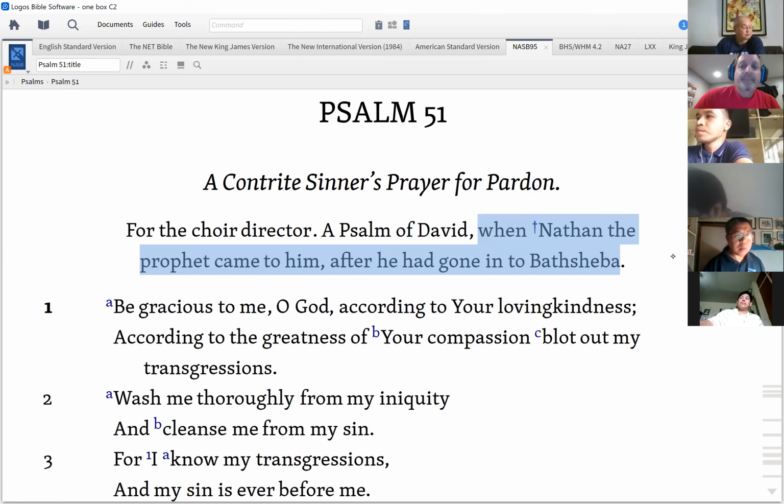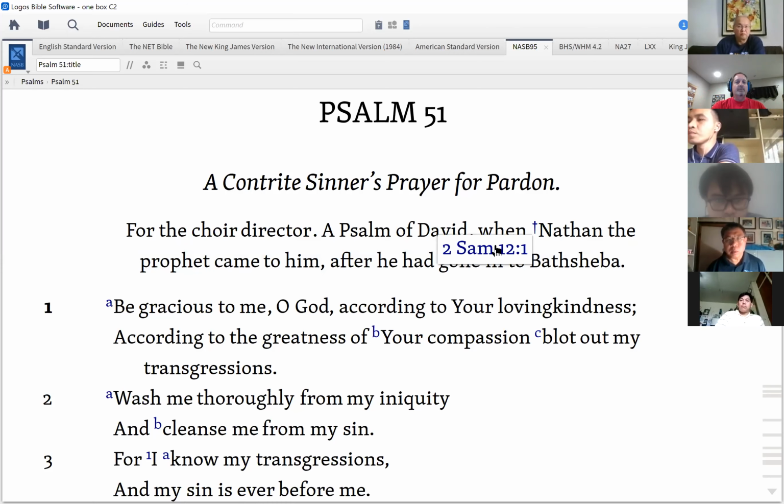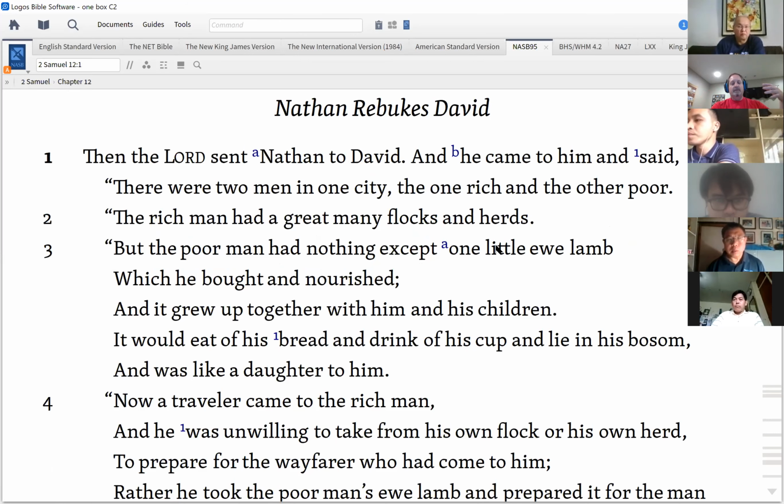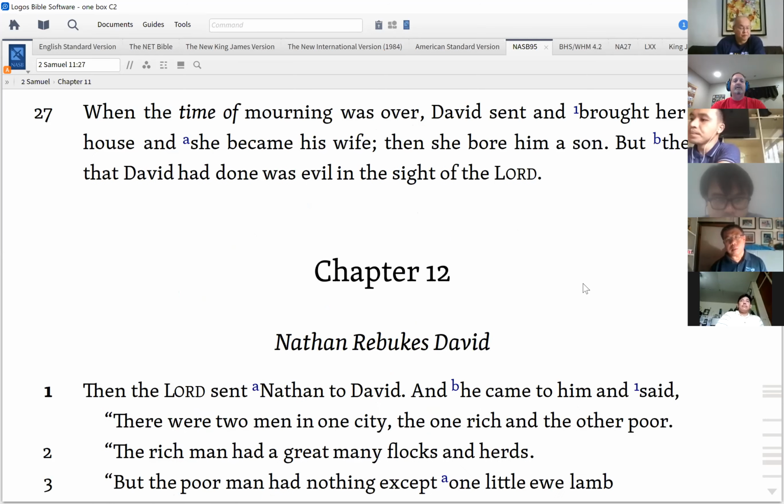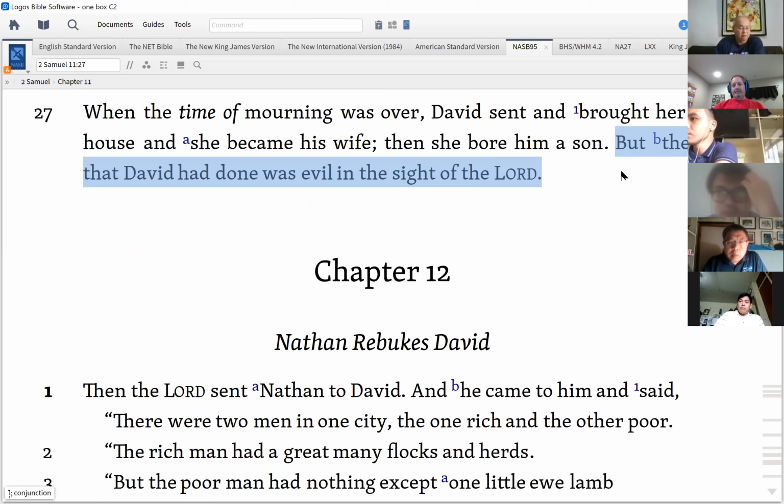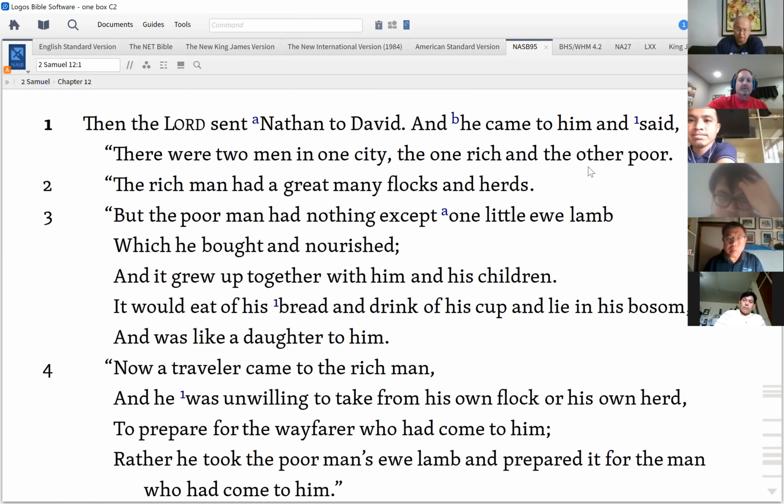When was this psalm written? Notice it says, when Nathan the prophet came to him after he'd gone to Bathsheba. So this took place in 2 Samuel 12. You know the whole story, David and Bathsheba. After this all took place, at the end of chapter 11, the thing that David had done was evil in the sight of the Lord, and he sends Nathan to David to confront him. Nathan uses that parable of the sheep and the little lamb. And then Nathan says to David, you are the man. It's I who anointed you. Why have you despised the Lord by taking Bathsheba?